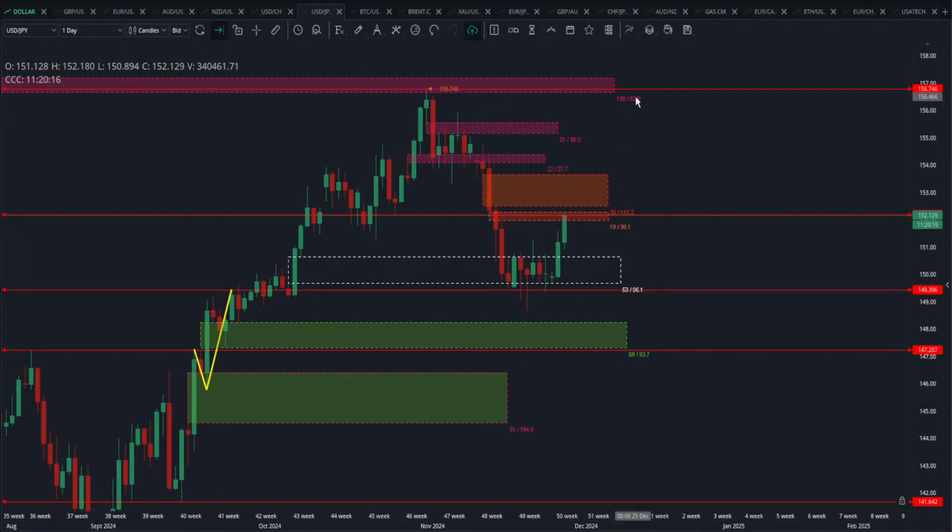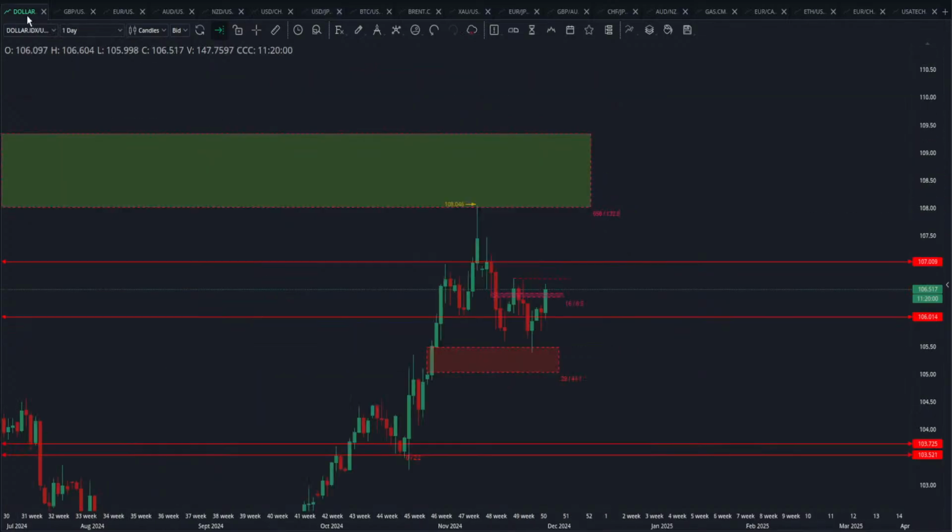There is a high probability that the price will never come back to trade that fair value gap, because I'm expecting these fair value gaps to be traded just like that. I mean, so fast. I want the price to go through them so fast. Let us see how things unfold in this one. But I'm very bullish on this one.